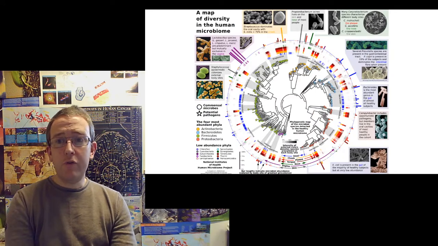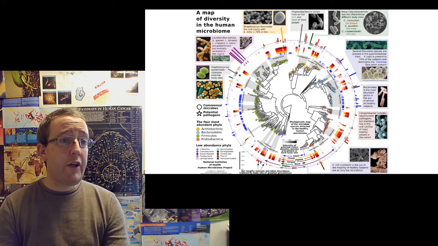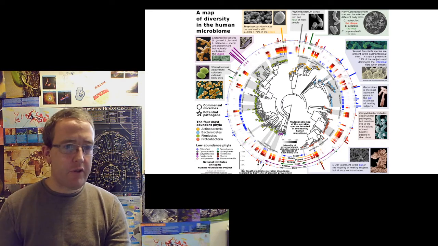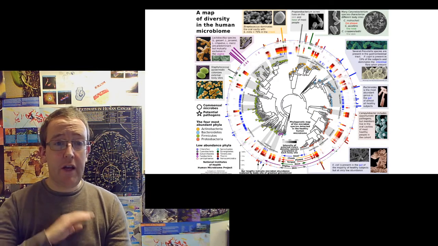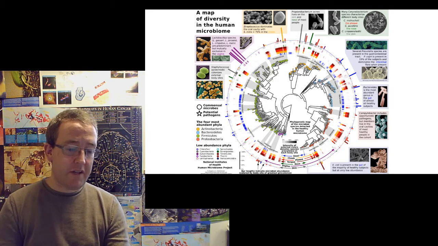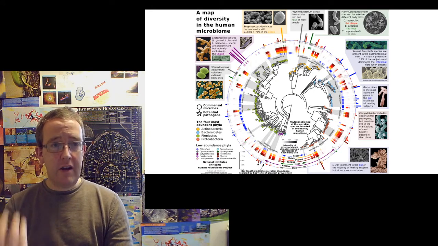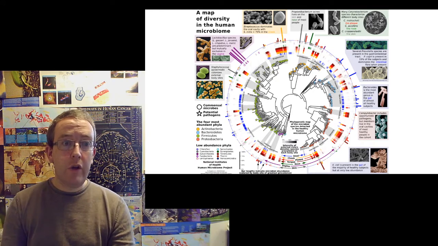And of course you can now map huge quantities of the human microbiome, all these different species and families. Obviously I can't go into the detail of this because it's such a detailed diagram, but you can find diagrams like this and read Ed Yong's book if you're interested in what kind of organisms live in and on you and our changing view towards them.